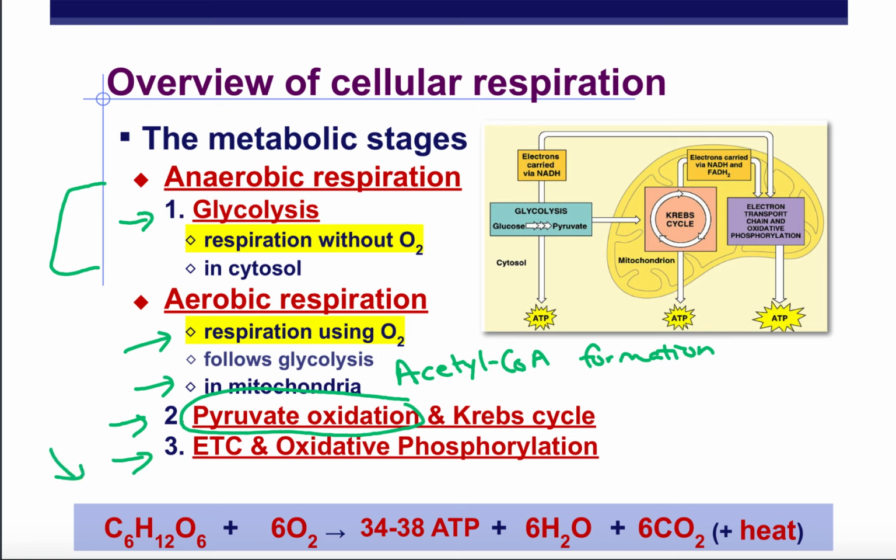And by the way, this is the overall equation you should know for respiration. And the energy range is generally somewhere between 34 to 38 ATP is released through respiration. There's a little bit of variance based on the different type of tissue the respiration is occurring in the body.